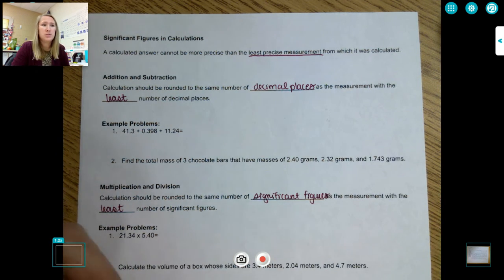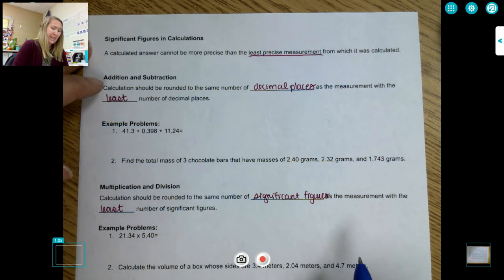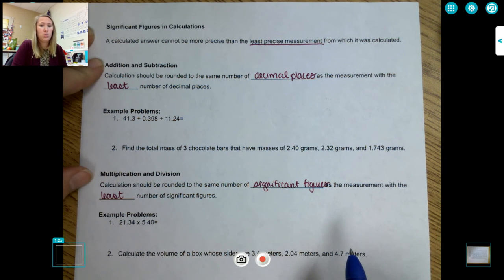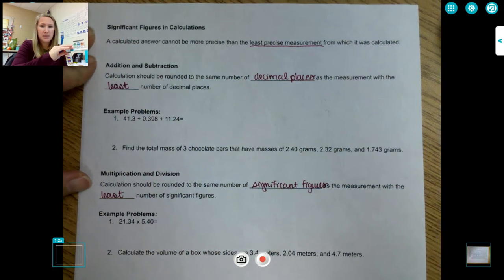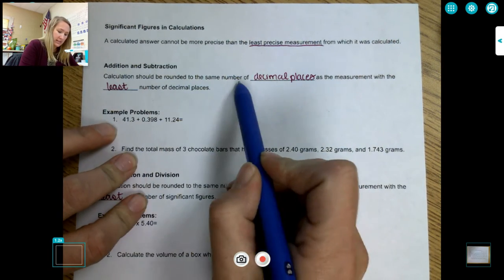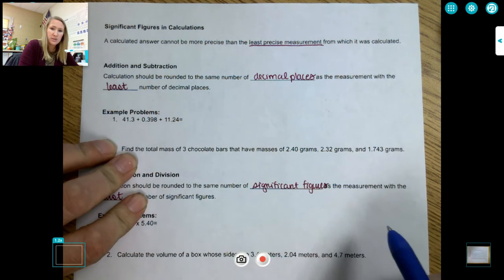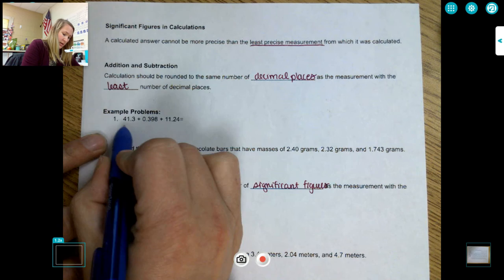So if I was using a shoestring to measure the length of my desk compared to a ruler, I could only measure in quantities of shoestrings, maybe a half of a shoestring. But if I had a ruler, I could measure to centimeters or millimeters. I could have much more precise measurements. Addition and subtraction have a different rule than multiplication and division, because it can't be easy. For addition and subtraction, the calculation should be rounded to the same number of decimal places as the measurement with the least number of decimal places, so the least precise measurement.